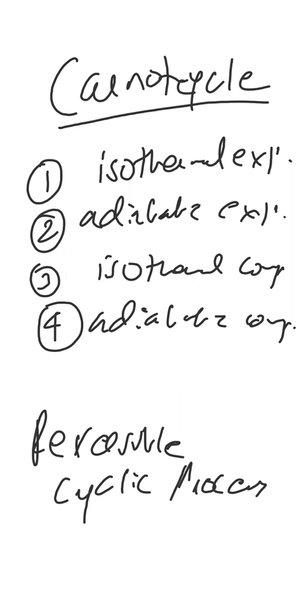Note it down and raise your hand, please. There are four processes involved in Carnot cycle: isothermal expansion, then adiabatic expansion, then isothermal compression and adiabatic compression. Note it down, please, and raise your hand. Carnot cycle, a very very important cycle, consists of four reversible processes: isothermal expansion, adiabatic expansion, isothermal compression, adiabatic compression.